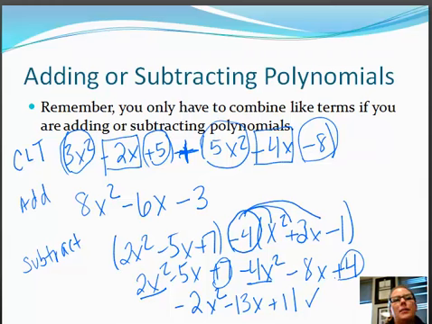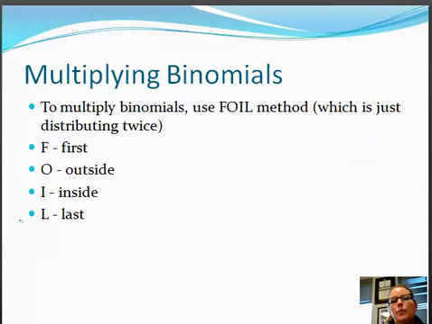Now, the next method we're going to talk about is if we multiply binomials. Now you might have learned the box method in Algebra 1. We don't use that method because I personally don't like it, and because FOIL really just is an acronym to help you remember to distribute twice. Okay, so FOIL stands for first, outside, inside, last. So what if we had something like this? 2x minus 8 times x plus 3.